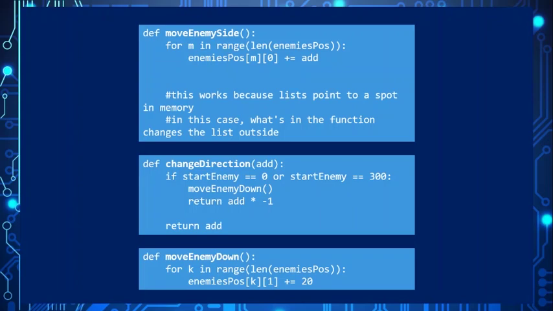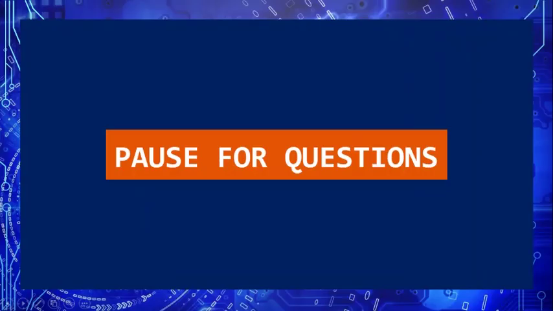And finally, we have our move enemy down function. Our for loop goes through the entire list of enemies and adds 20 to each of their y coordinates.